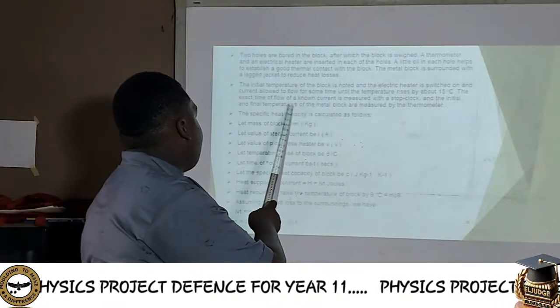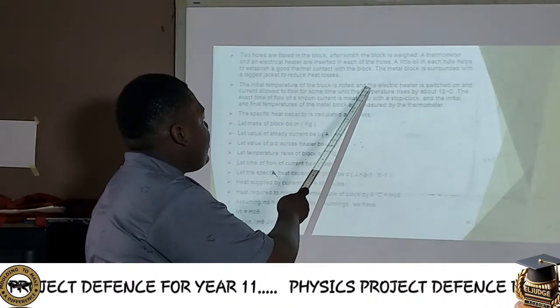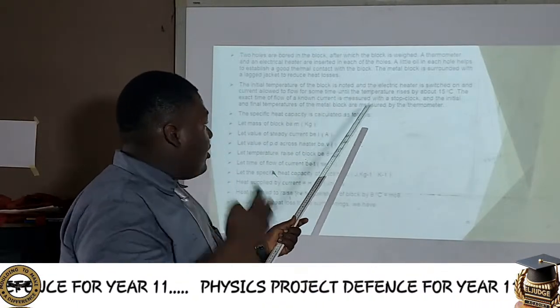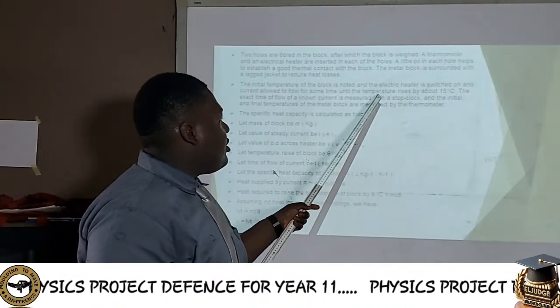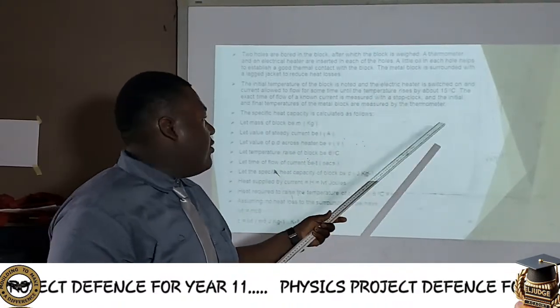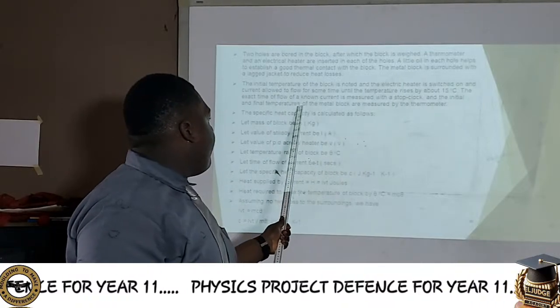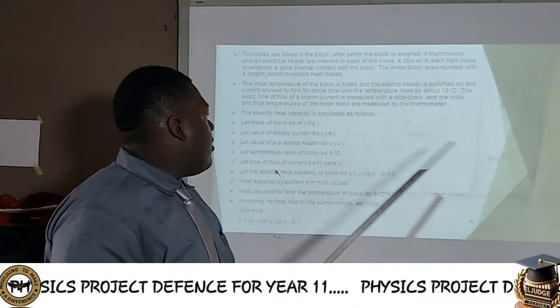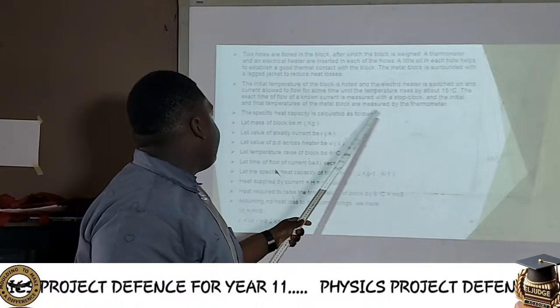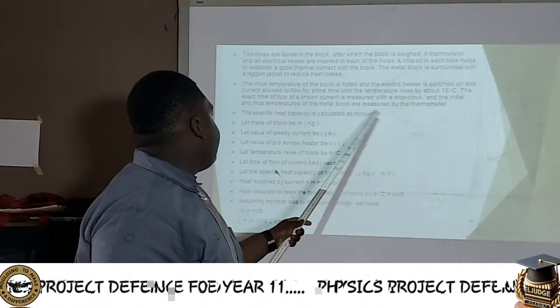For further explanation, the initial temperature of the block is noted and the electrical heater is switched on, and current is allowed to flow for some time until the temperature rises by about 15 degrees Celsius. The exact time of flow of a known current is measured with a stop clock, and the final temperature is read from the thermometer.